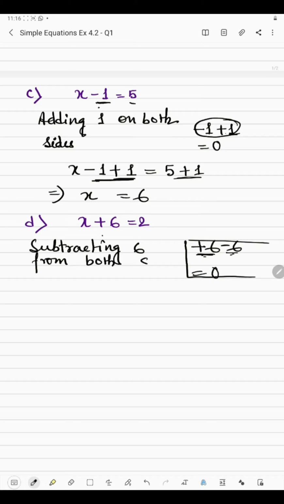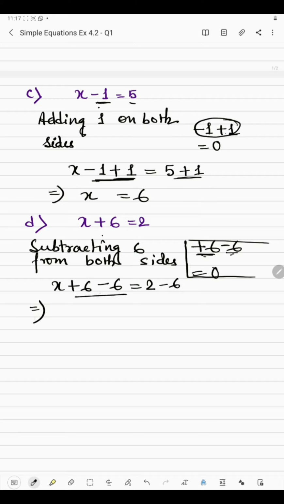Both sides. So on the left hand side we have x plus 6 and subtracting 6, so minus 6, and on the right side we have 2. As we know, if you subtract, we will have to do it on both sides. So if you subtract 6 from the left, then we will have to subtract 6 from the right also.